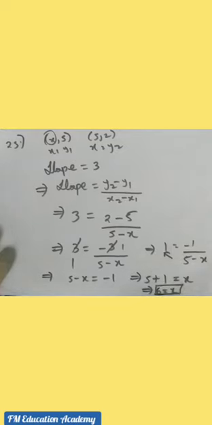So what is the value of x we have here? The value of x is 6, which is option 4. Okay. So the answer of 25th question is option 4, that is 6. Moving on to 26th question.